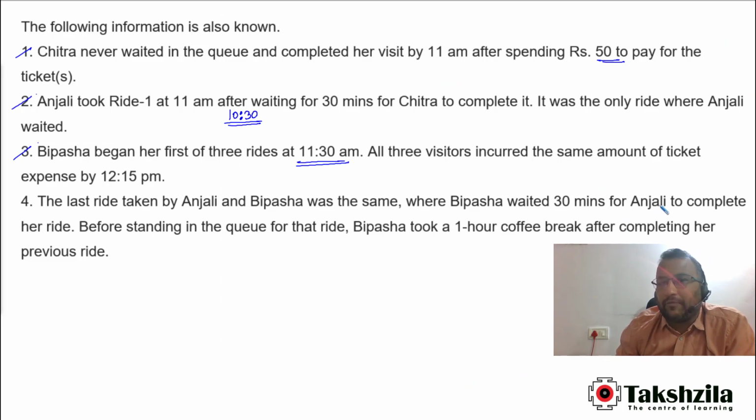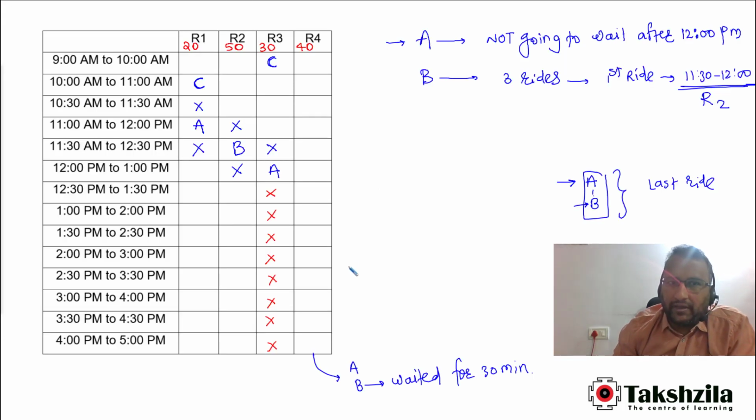So let's read statement number 4 again. The last ride taken by Anjali and Bipasha was the same, and that ride is supposed to be R4, where Bipasha waited for 30 minutes for Anjali to complete her ride. Before standing in the queue for that ride, Bipasha took a 1 hour coffee break after completing her previous ride. So let's have a look at it. 1 hour coffee break for Bipasha. So Bipasha completed ride 2 at 12:30.